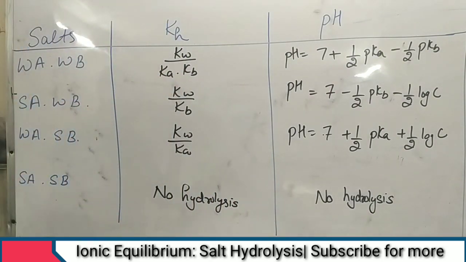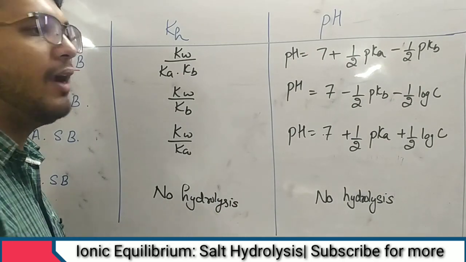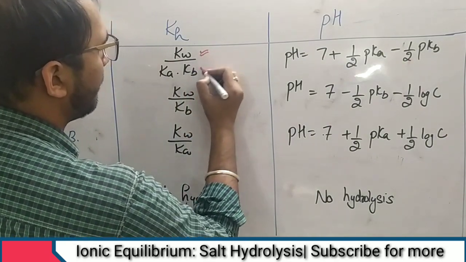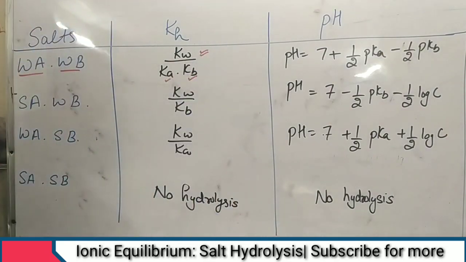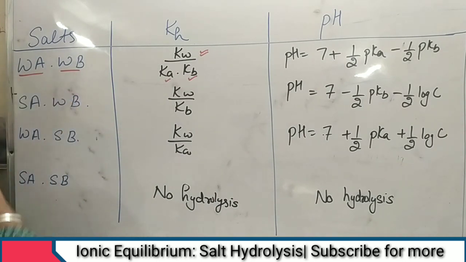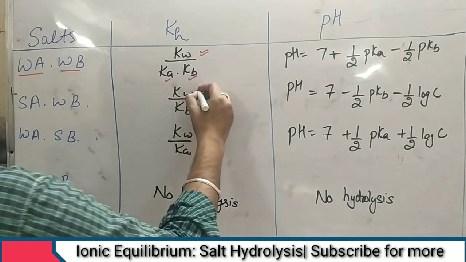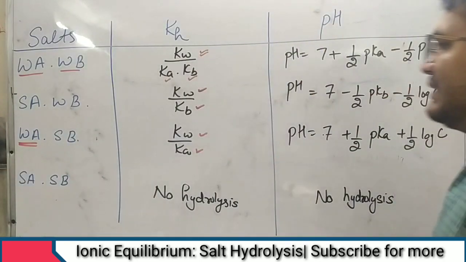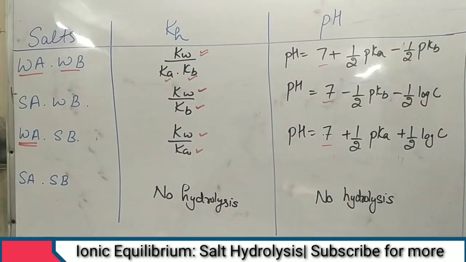Now, if you have to remember the small formulas, how? You can see in the weak-weak case both are weak, so both will dissociate and both will take part in the reaction. So Kh becomes Kw upon Ka into Kb. But in case of strong acid and weak base, only the weak base participates, so Kw by Kb. Similarly, in the third case, only the weak one is the acid, so Kw by Ka.